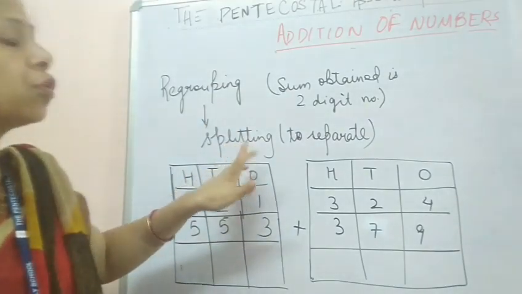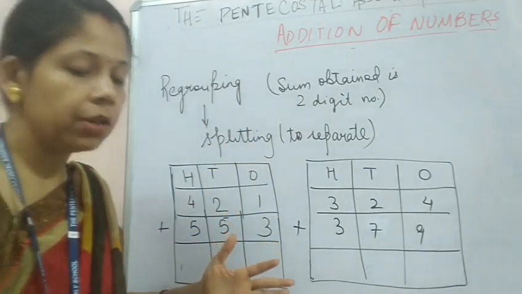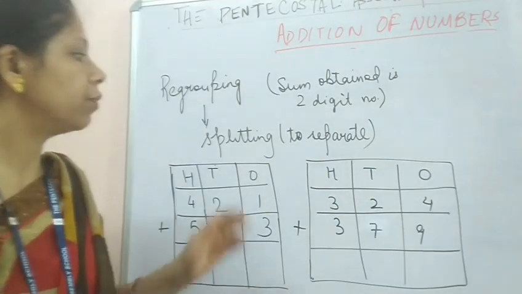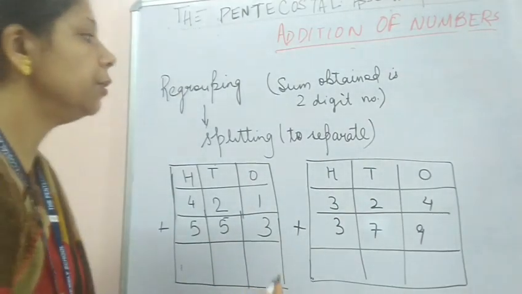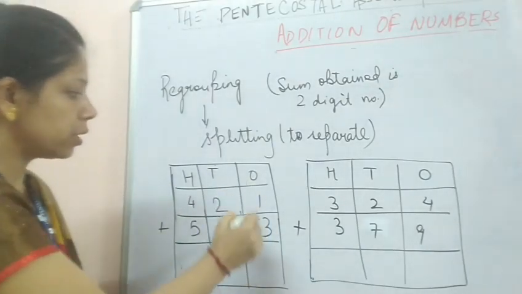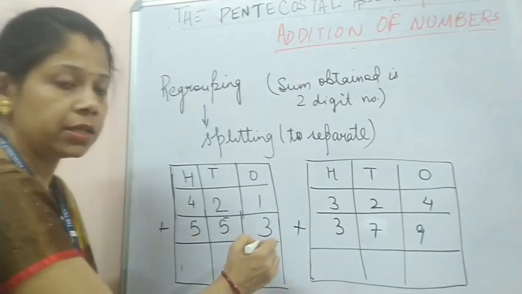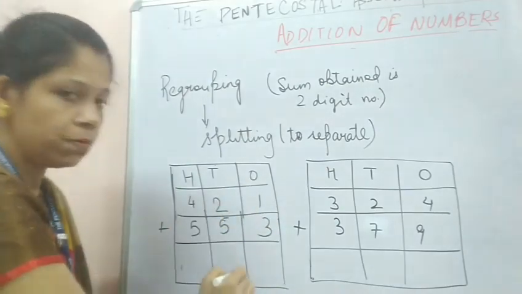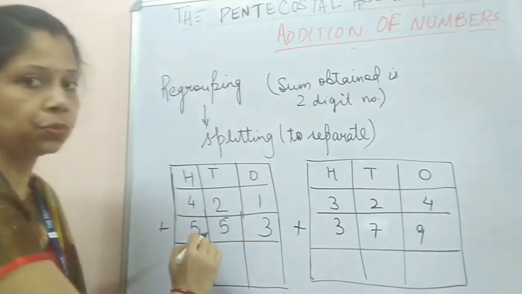And regrouping means to split or to separate. We will be solving this with the help of the examples that I have taken over here. Okay, come to this question first. So this is the ones room. Let us consider it as a room. This is the tens room and this is the hundreds room.